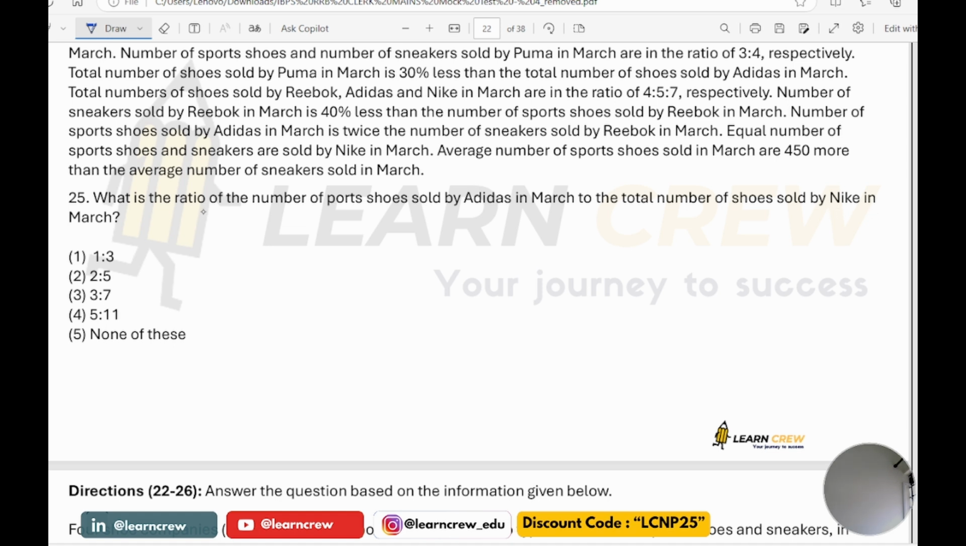What is the ratio of number of sports shoes sold by Adidas in March to the number of shoes sold by Nike in March? So it is nothing but 3600 is to 8400. So 12 3s are 36, 12 7s are 84, 3 is to 7.